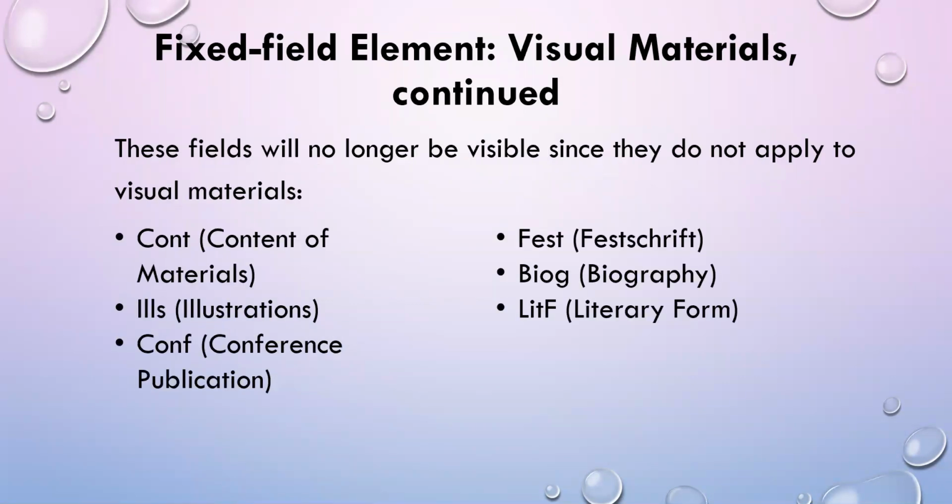In turn, you will no longer see fixed field elements that you may be used to seeing when cataloging books. This is because these fields do not apply to visual materials. The fields are content of materials, illustrations, conference publication, festschrift, biography, and literary form.